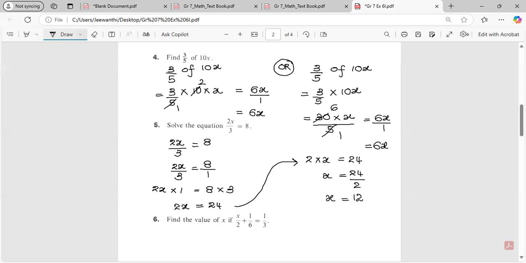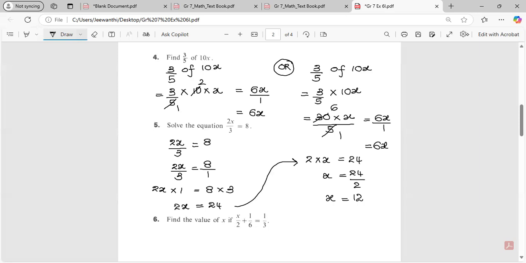It gives me 2x equal to 24, and 2x means 2 times x. x is equal to 24 divided by 2. x is equal to 12, right? So before moving to question number 6, I just want to double check whether I did this correctly or not. Question number 4, yes, 30 divided by 5, 6x, that is done. And question number 5, 3 times 8, 24.